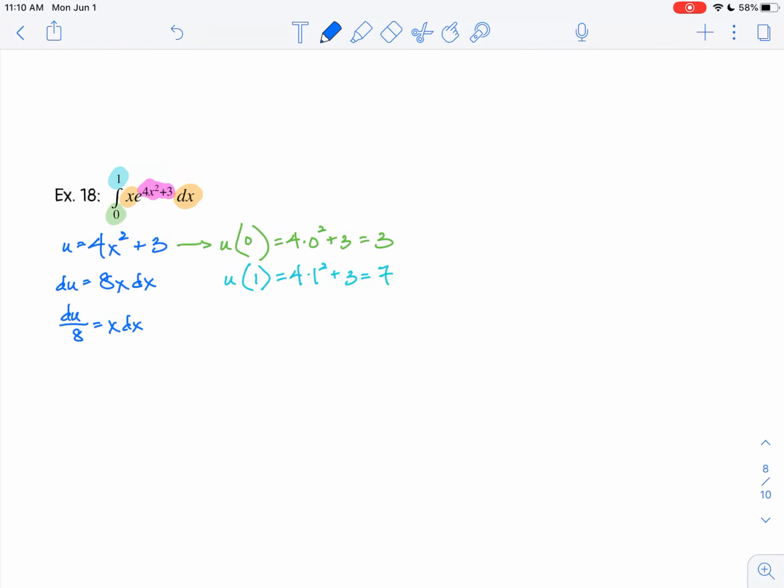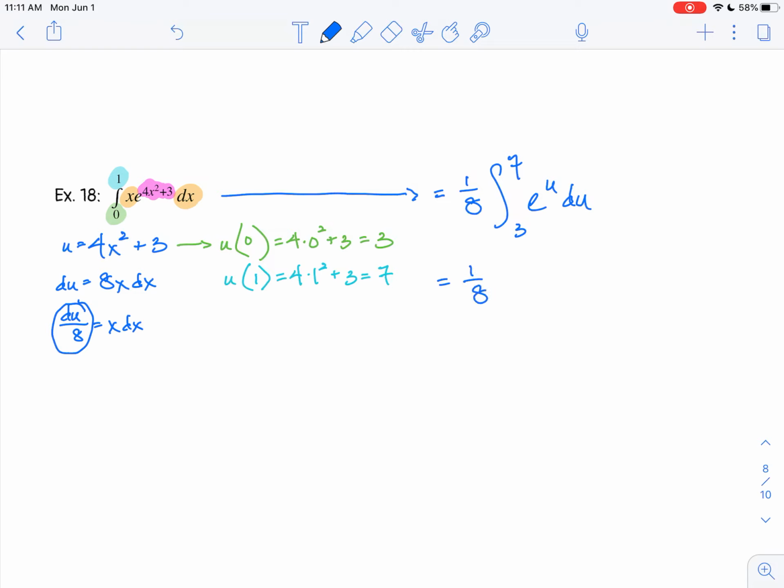Okay? So once we've got our setup, so u's and du's, but also our bounds, now we can substitute everything in. So I'm going to get this equal to 1/8. Okay, so I'm going to take that 1/8 straight out from the du. The integral from 3 to 7 of e to the u du. Now, e to the u is one of our easiest integrals and easiest derivatives because the derivative and the integral of it is the same thing, or e to the u.